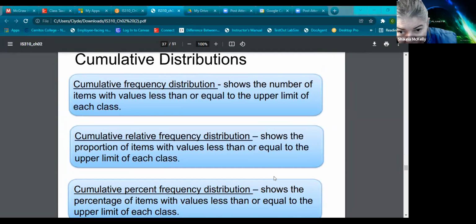And then we do cumulative frequency distributions, cumulative relative, and cumulative percent. The only difference here is that instead of using the frequencies of each class, we're using the cumulative frequencies, the cumulative distributions of each one. But the math is the same once you accumulate the numbers. Okay.